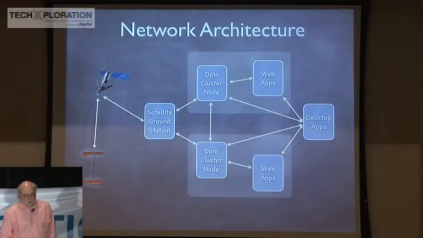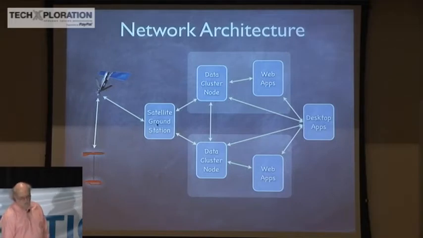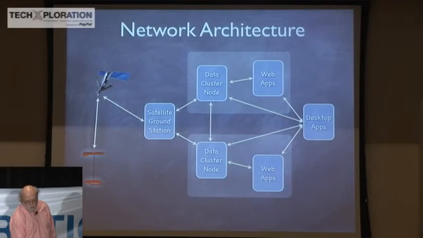So this is what our network architecture looks like. We've got wave gliders sitting out there in the ocean. They talk to the Iridium satellite. The Iridium satellites talk to the ground stations, and actually the ground stations are our major single point of failure. There are 2 of them in the world, and if both of them are down, then we have a problem.